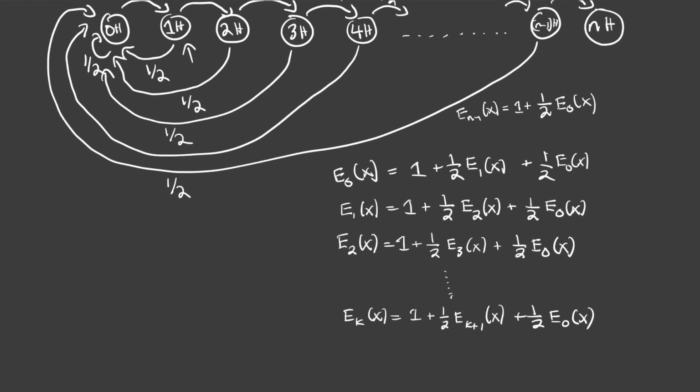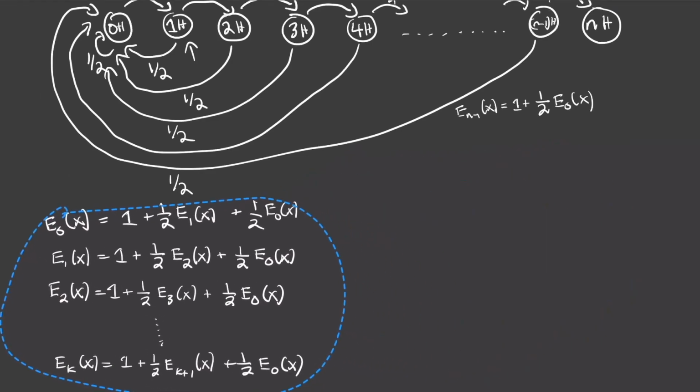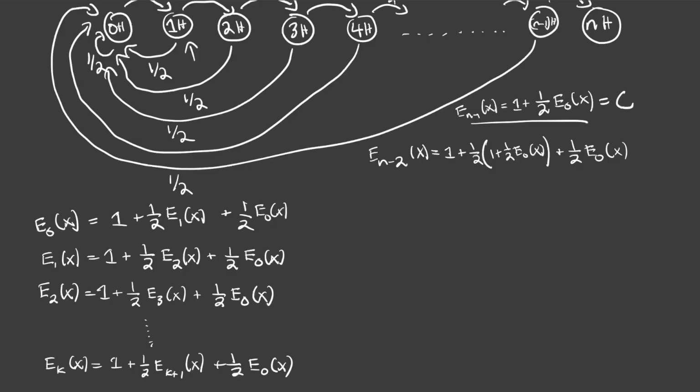Okay, now we can work backwards to try to find a pattern to get our final answer, which is going to be e sub 0 of x. So now by the same recurrence, this is what e sub n-2 of x is going to look like. We can just plug in this term right here. When I do that, you notice we get something like this down here. And now for simplicity, I'm just going to call this term c because it's going to keep on appearing. It's a constant that's kind of being added to every term. It's this one. So c is just comprised of the constant 1 and this constant 1/2 times e sub 0 of x.